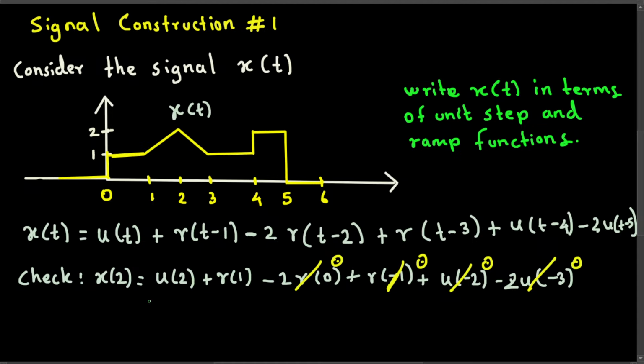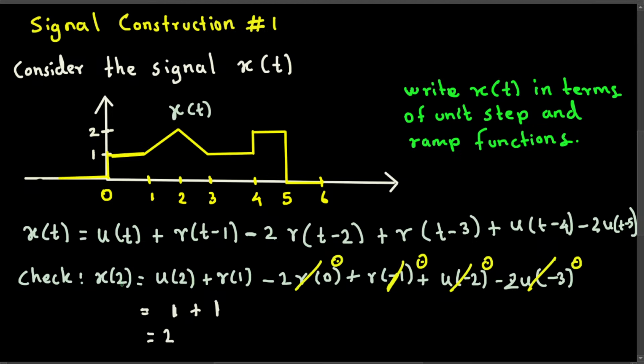So these are the things we have to calculate: u of 2 and r of 1. For 0 and positive values, u is always 1, so this is just 1 right here. And r of 1 depends on the time. If the time is 1, r is 1. If the time is 2, the r of 2 function is 2. Because the slope is 1, the time determines the ramp function's value. So since the time is 1, this whole thing is going to be 1. 1 plus 1, true. Now let's check the graph.